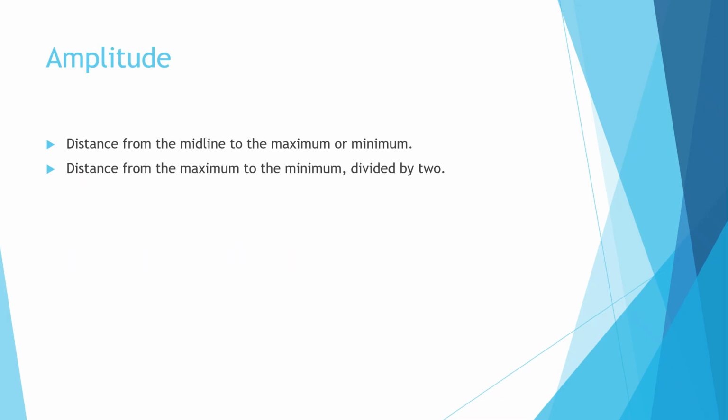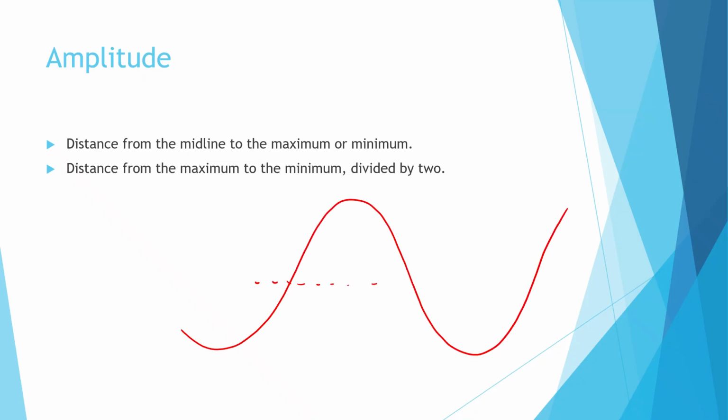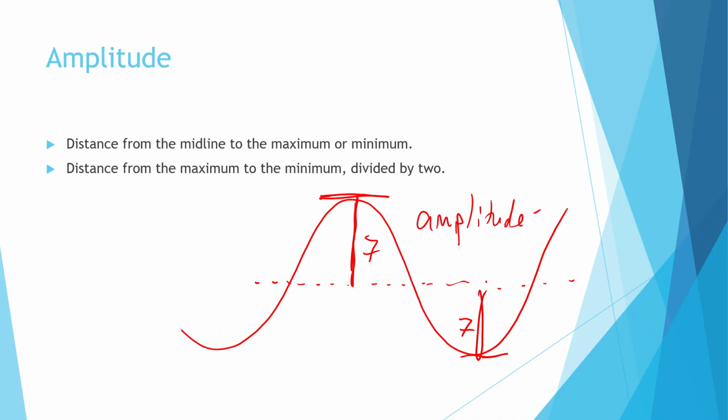Amplitude is the distance from the midline to the max or the min. So for example, if we have something like this and our midline is right here, and then this is our max, or you could take the min here. Either one should be the same because the midline cuts it in half. If this distance is 7, then this one is 7, and that is our amplitude, equal to 7 in this case.